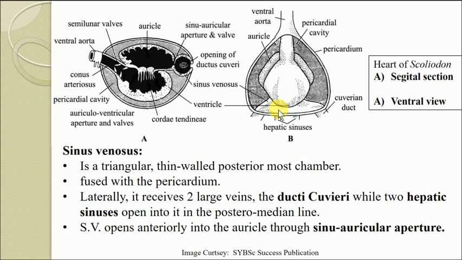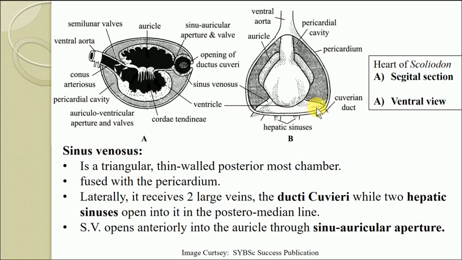Now this sinus venosus is fused with the pericardium. Here in this diagram, or in this LS, our sagittal section, you can see the walls of the sinus venosus are fused or attached with the pericardium. Now laterally this sinus venosus receives two large veins. Here this one is the first vein and this one is the second vein. These veins are referred to as ducti cuvieri, or also as the cuvierian ducts. So these are the two major large veins which open into the first chamber, that is the sinus venosus.